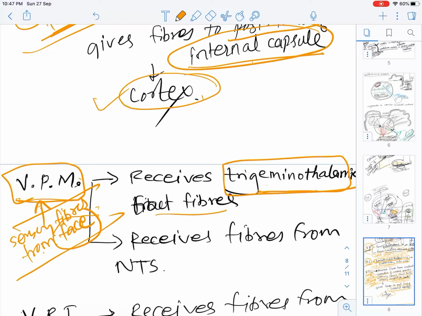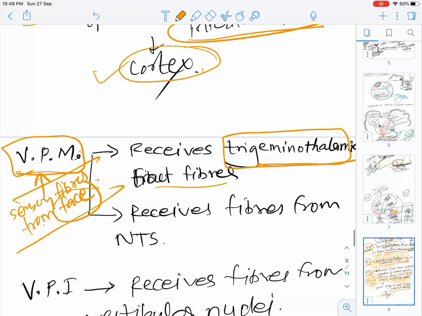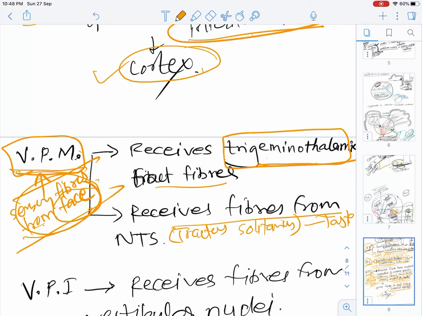From the trigeminal nerve, the fiber will come to the ventropostromedial nucleus, and from there it will go to the internal capsule, and then cortex. Okay, VPM secondary function, it also receives fiber from nucleus of tractus solitarius. Tractus solitarius is concerned with taste. So taste sensations are also there for VPM.